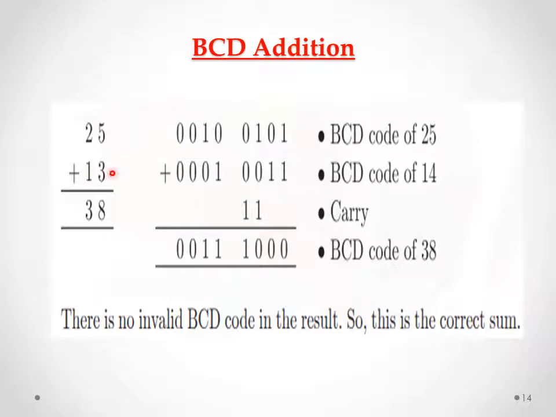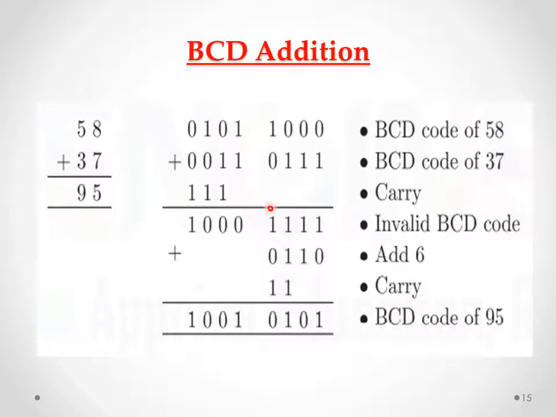Now 25 plus 13 is equal to 38. Now let's see. First we are writing the equivalent BCD form. 1 plus 1 is 0. Again carry present. 1 plus 1 is 0. Carry present. 1 plus 1 is 0. Again carry present. We are writing the carry here. Now 1. Next 0 plus 1 is 1. So 0, 0, 1, 1, 1, 0, 0. Its answer is 38. It's a valid BCD.